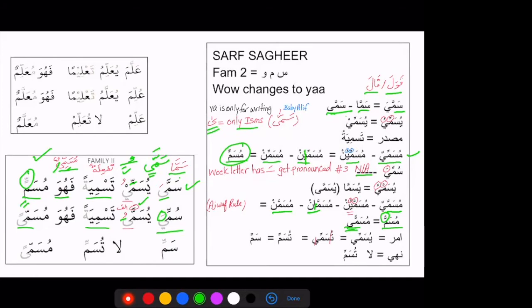Then in Amr, Yusammi, we said that in Amr and Nahi, what's going to happen? We need to drop this weak letter. This is how we make any kind of majzoom when it comes to Naqis, right? So Anta tusammi. We drop this ya and then this ta, and now we have just Sammi. We cannot write Sammi like that; we need to drop this. And Nahi would be La Tusamma, and with the same thing, how we are making it majzoom, we are going to drop this alif maksura.